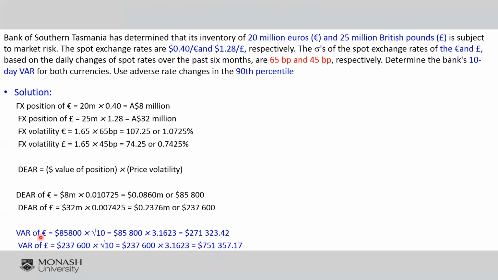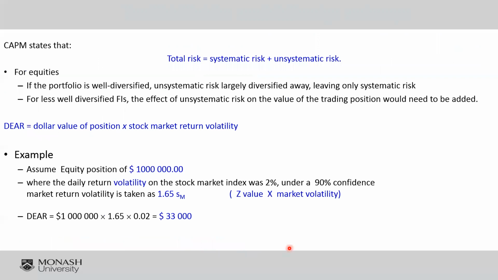To get the VaR, we calculate the DEAR times the 10 days under the square root, and then we get this amount. This is for 10 days, which means 10 working days or 2 weeks. So 271,332,751. Same thing now when we come to the equities, it's the same thing.